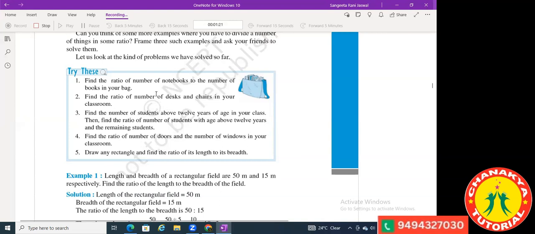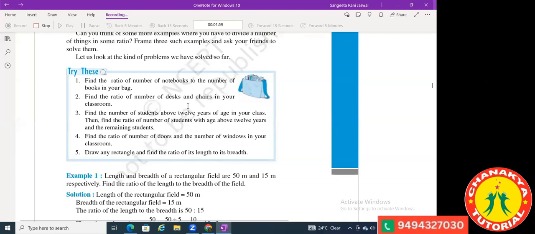Okay. So the ratio: check the number of notebooks. The number of notebooks will make the numerator. Ma'am, in my bag there are 7 notebooks. And how many textbooks? Ma'am, I have 9 textbooks. So whatever you have, the number of notebooks will come in the numerator, and your textbooks will come in the denominator part. 7 by 9, great.